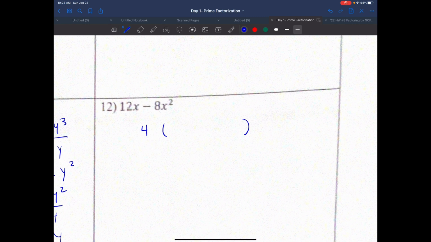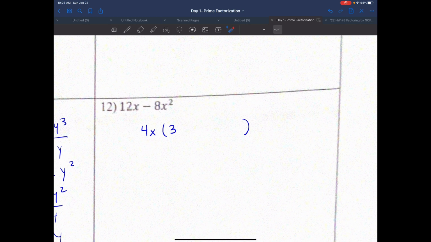Okay? All right, now what else do I have? Well, they both have an x in each term. So I'm going to write an x here and then figure out what the lowest degree is. Well, the lowest degree is just 1, so this is enough to work with. Okay, now I'm going to go ahead and work with the parentheses. Well, 4x times something is going to give me 12x. Well, 4 times 3 is going to give me 12, right? And then I don't do anything else because 4x times 3 is just 12x.